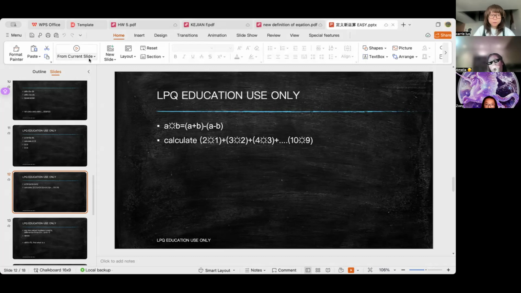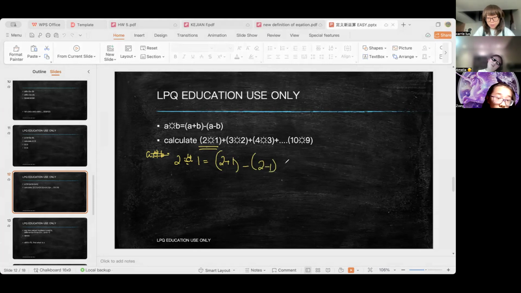Okay, so do you need my help? Just need a little bit more time, just to give you some hint, okay? So A sunshine B equals the first one plus the second one, minus the first one, minus the second one. So we're going to calculate the first term first. 2 sunshine 1 equals what? 2 plus 1 minus 2 minus 1. So the answer is 2.